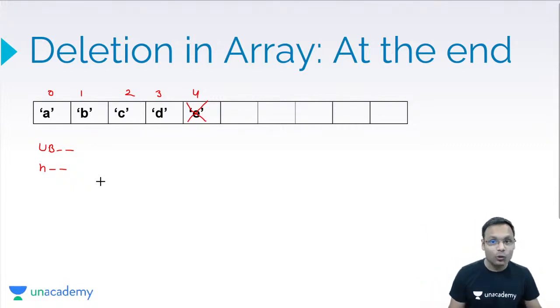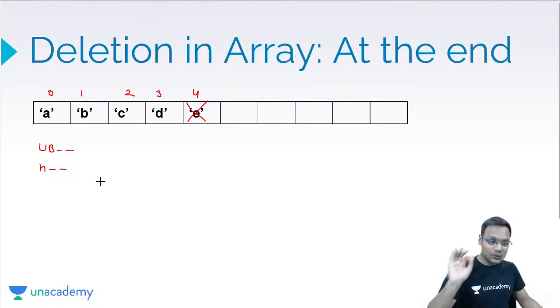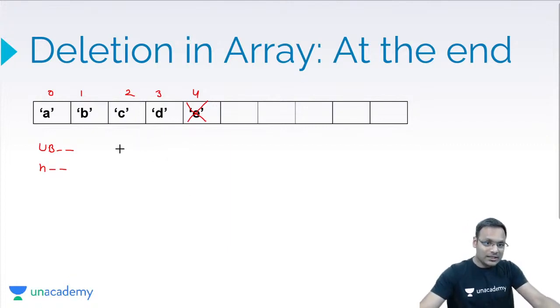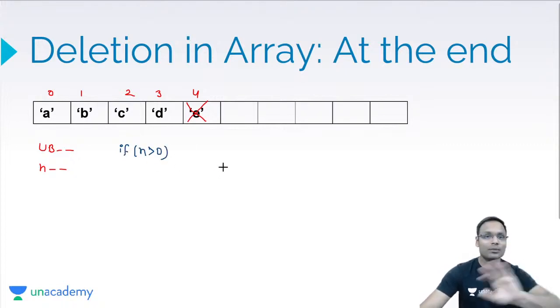But if you are going for the deletion at the end, you will first have to check if there is any problem with the deletion. What you need to check is if we have element n greater than 0, then only deletion is possible. If yes, then only deletion is possible, otherwise not.